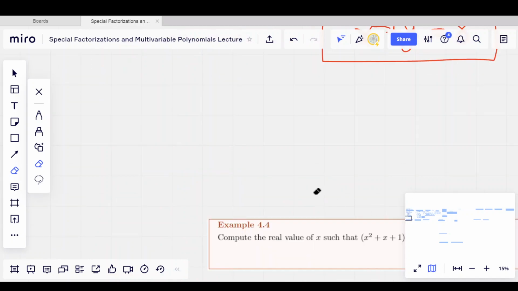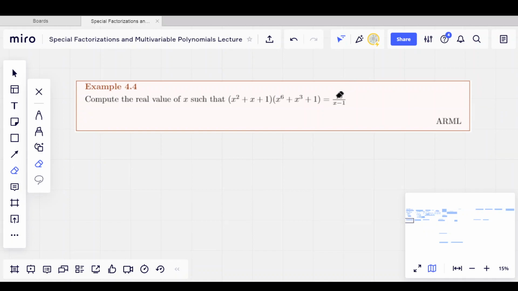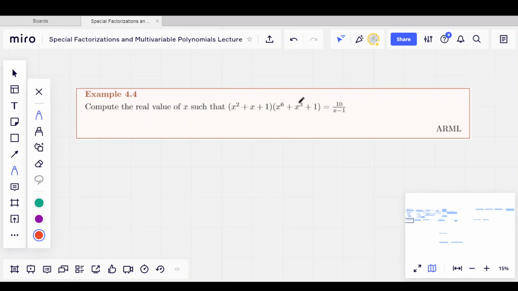So this one is a little bit easier, probably. It's just compute the real value of x such that x squared plus x plus 1 times x to the 6 plus x cubed plus 1 equals 10 over x minus 1. As I said, you should always identify whether there are any significant powers that pop up, like 2 and 6. The 6 should give you a hint that this will collapse. So actually we can just multiply by x minus 1 on both sides.